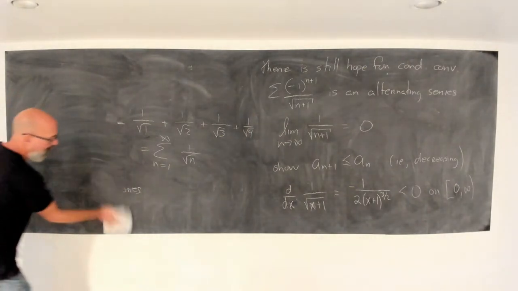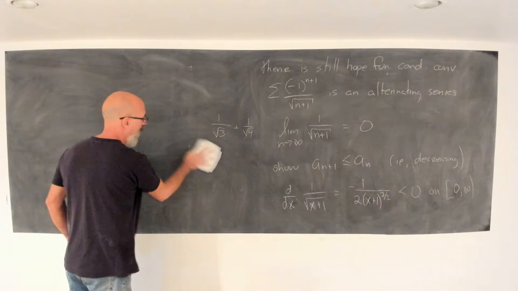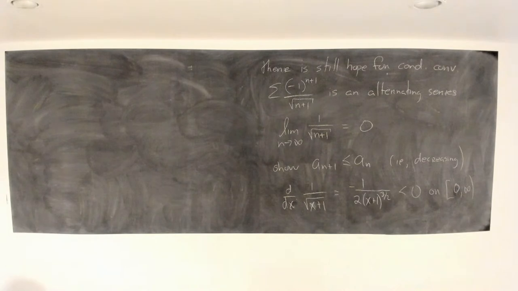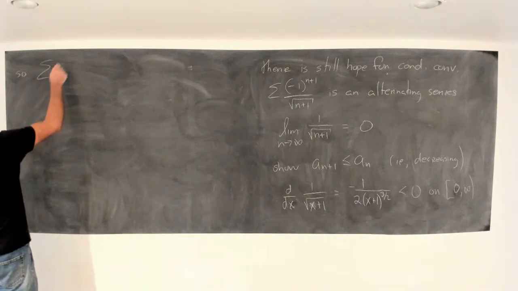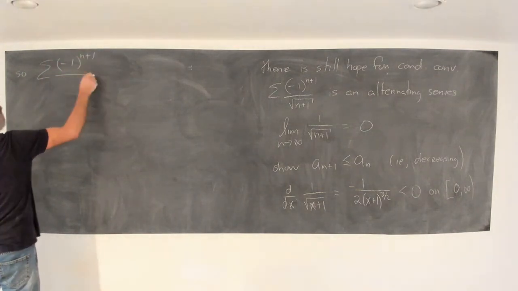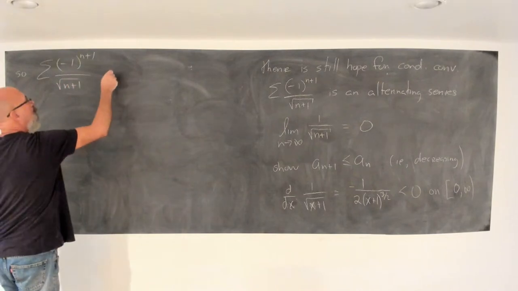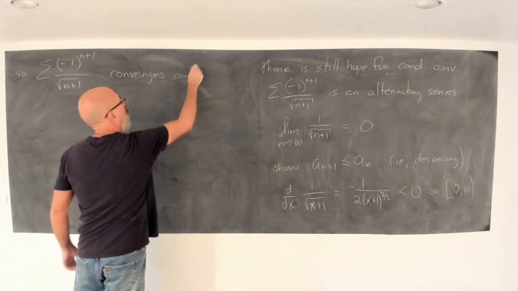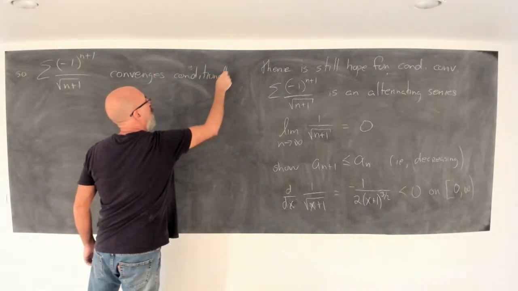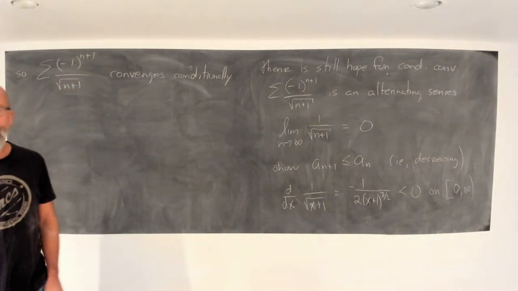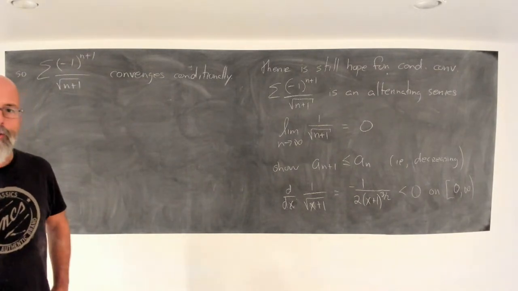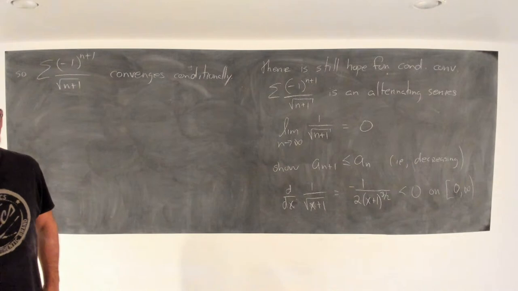So now you see that all the hypotheses of the alternating series test are met. So the series converges conditionally. So the maximum you're going to get, Chloe, from the alternating series test is conditional.